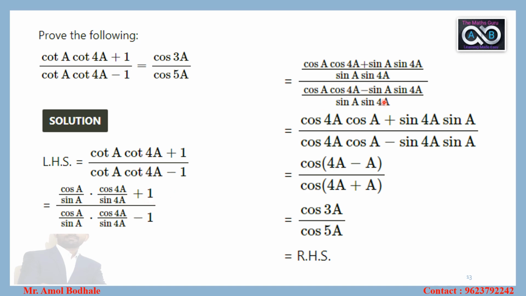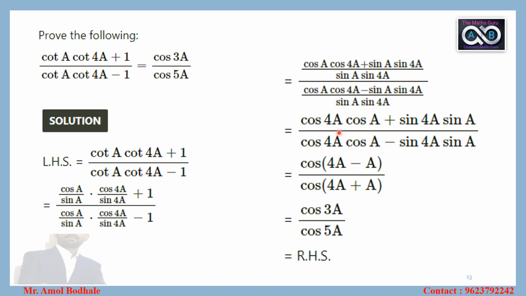Similarly in the denominator. Now if we observe the denominator of the numerator and the denominator of the denominator, which are the same, we can cancel them. So what do we get? Cos 4A cos A plus sin 4A sin A upon cos 4A cos A minus sin 4A sin A. Here these are exactly the expansions. As we know, cos cos plus sin sin is the expansion of cos of x minus y. Similarly, cos cos minus sin sin is the expansion of cos of x plus y.